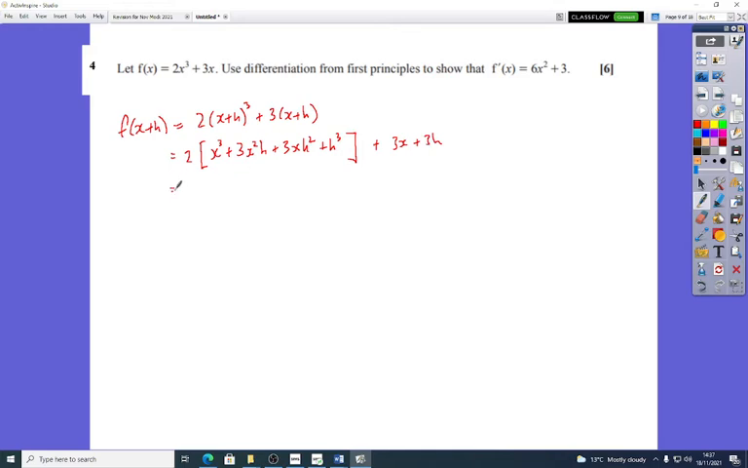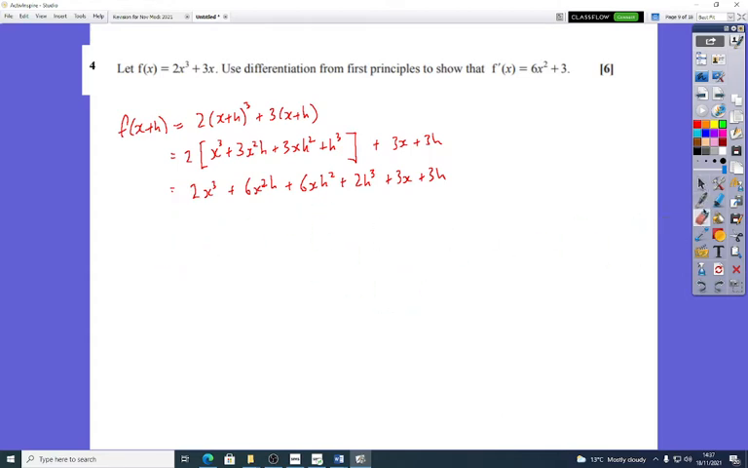Now if I put this together and expand that out, you've got 2x cubed plus 6x squared h plus 6x h squared plus 2h cubed plus 3x plus 3h. Then I'm just going to collect them all together, see if there's anything to collect. Actually, there isn't much to collect. I'm just going to leave it at that at the moment. Let's see what goes on.